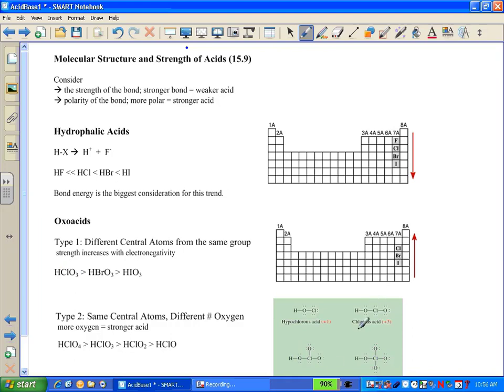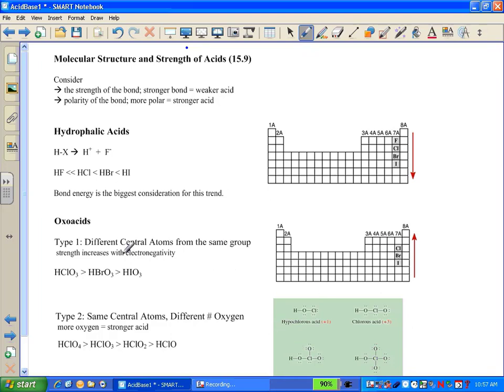So if we look at this molecule here, we can see that this is what the structure is. The chlorine is in the middle, there are the 3 oxygens, and then the hydrogen is attached to an oxygen. The more electronegative this chlorine atom is, the more it's drawing electron density away, and the impact is a weakening of this bond, which makes the acid stronger.